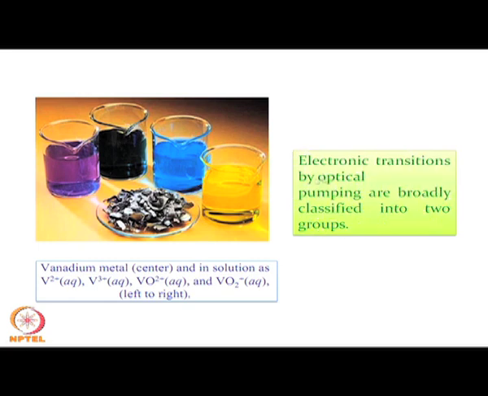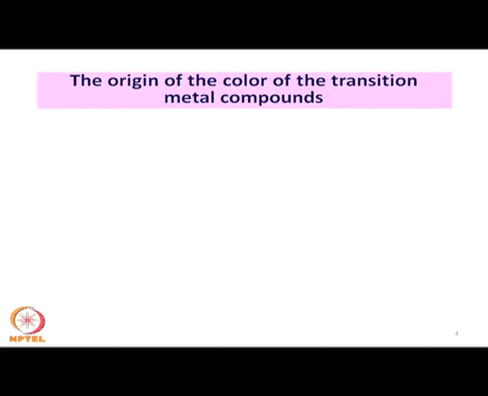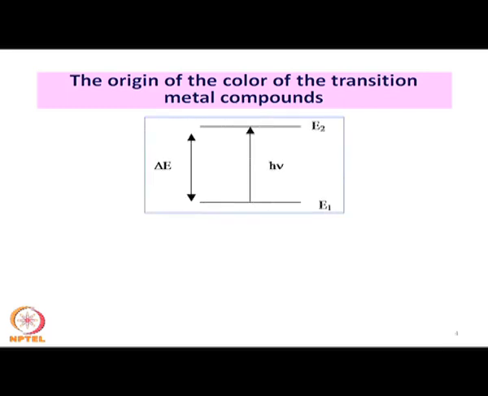So, these electronic transitions, whether for different oxidation states of a particular metal ion or different ligand environments, we are able to sense the corresponding optical pumping, broadly classified into 2 groups. So, 2 types of electronic transitions we can have, where we will see how the 2 different types of transitions can be available, where the colors of transition metal compounds are so many.